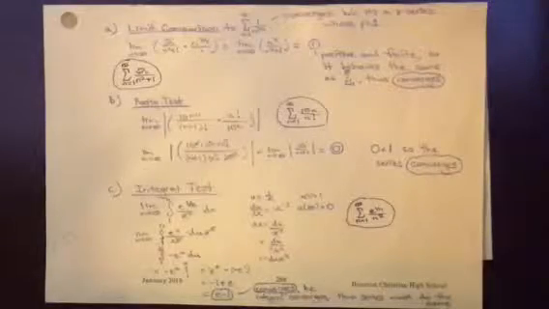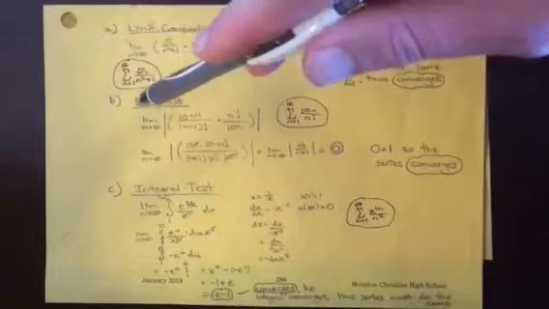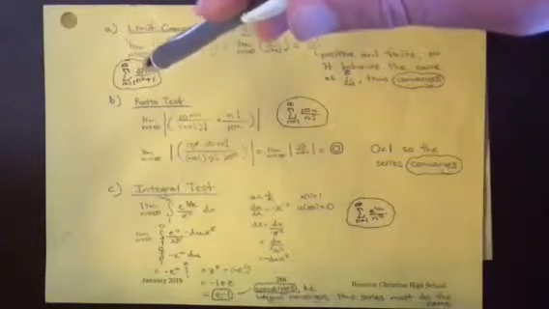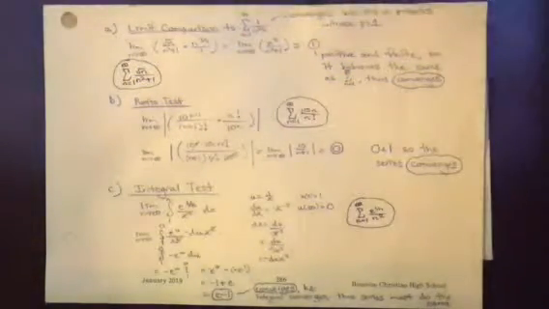So standard 16, part A, asks us to find the convergence or divergence of this series from n equals 1 to infinity of root n over n squared plus 1. And so this series, you have to go through the convergence or divergence tests to see which one fits best.